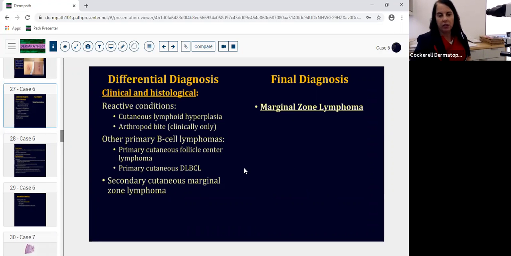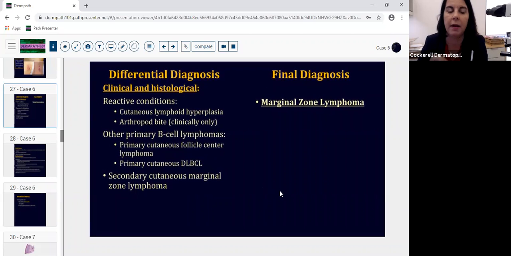Primary cutaneous follicular center lymphoma can be in the differential for this histologically, as well as a diffuse large B-cell lymphoma. In this case, we did not see many cells with large nucleoli, or cells 2 to 3 times larger than a regular lymphocyte. So we didn't see many large cells. We would place this in more of the small to intermediate cell category. So pretty much we can eliminate the diffuse large B-cell lymphoma.